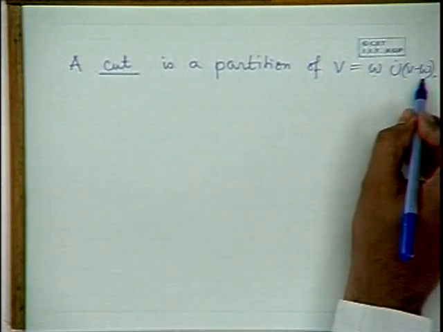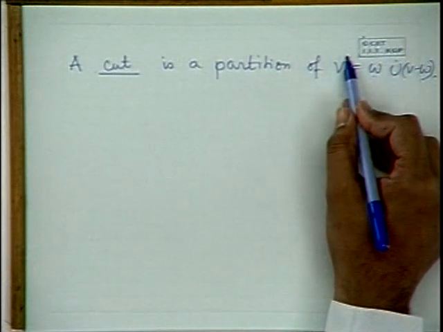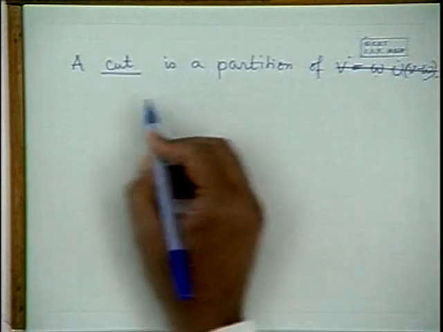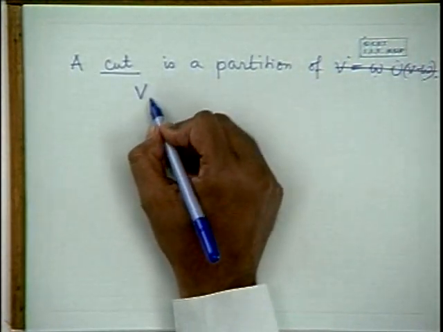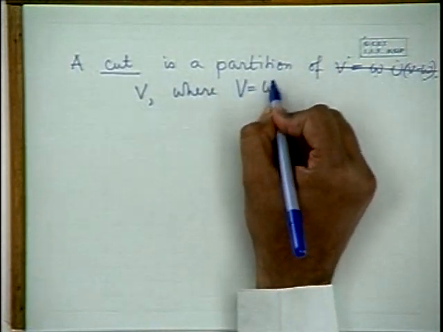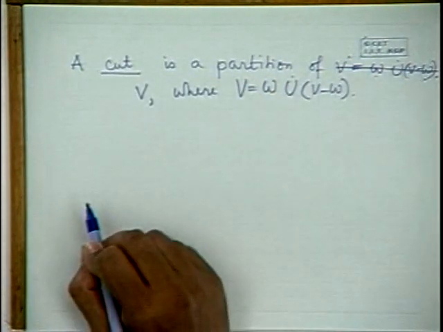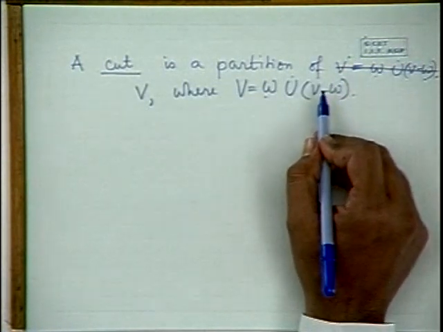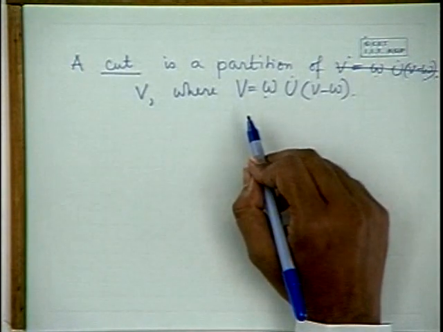Can you see this? How much can you see up to this? Okay, so I'm going to write it here. A cut is a partition of V, where V is equal to W disjoint union V minus W. So W and V minus W will give you a cut. You're just dividing the vertex set into two parts.